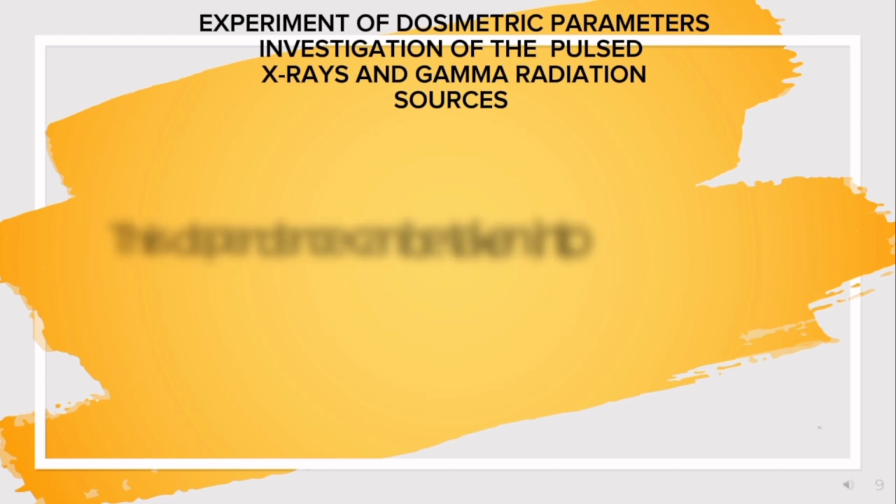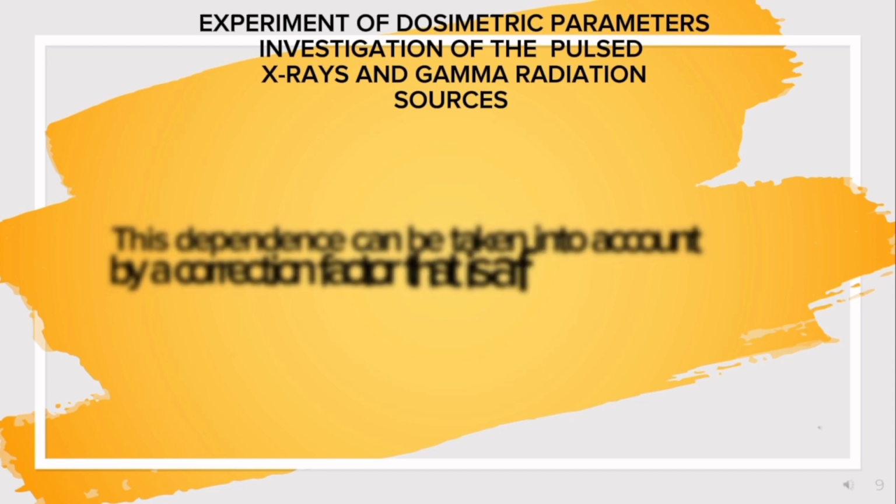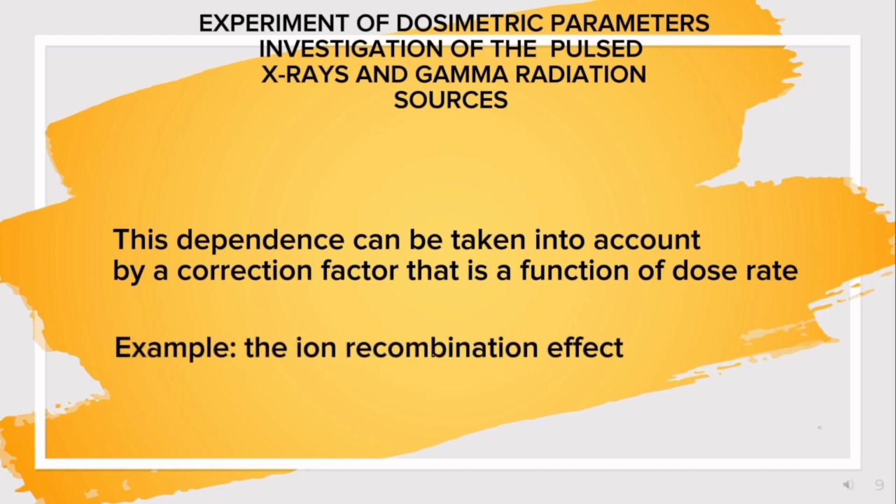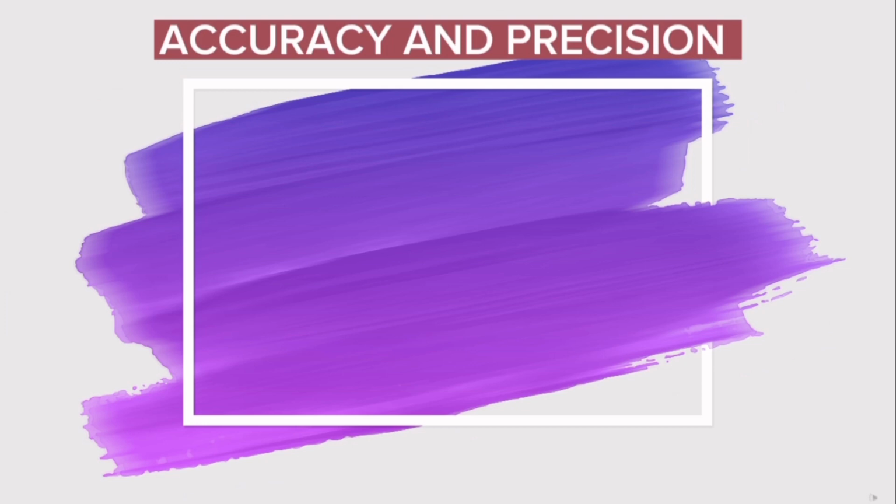Because the dosimeter reading is affected by dose rate, an appropriate correction factor is necessary. For example, recombination corrections for ionization chamber in pulse beam. And then we have accuracy and precision for ionization chamber.